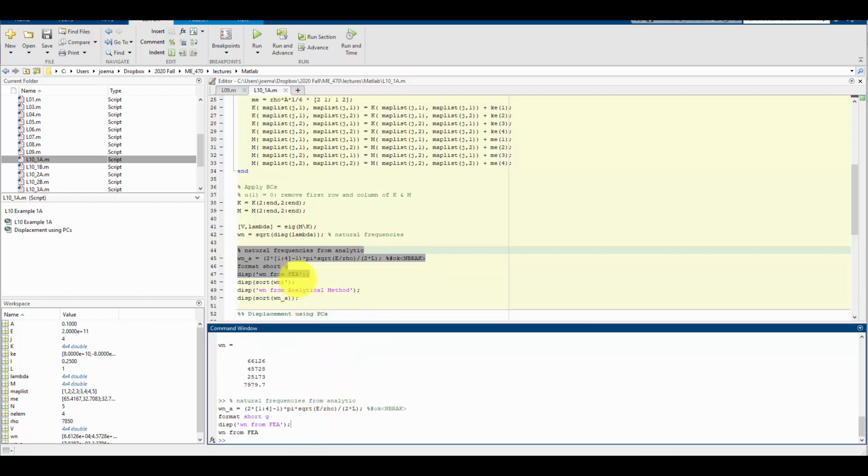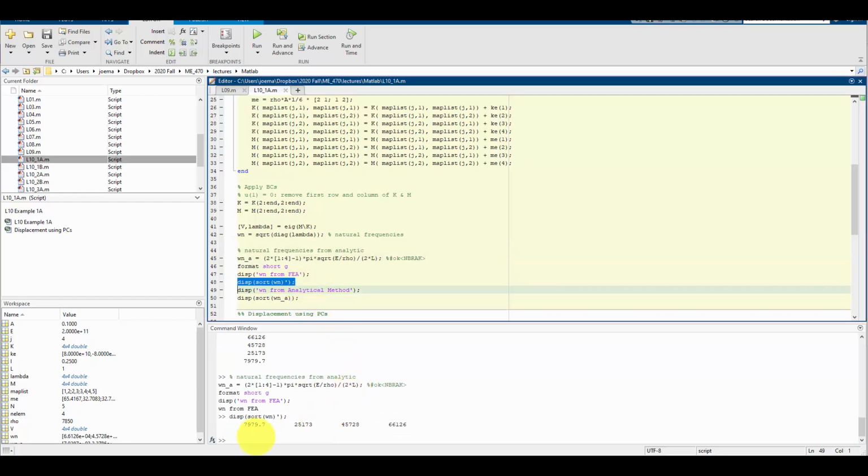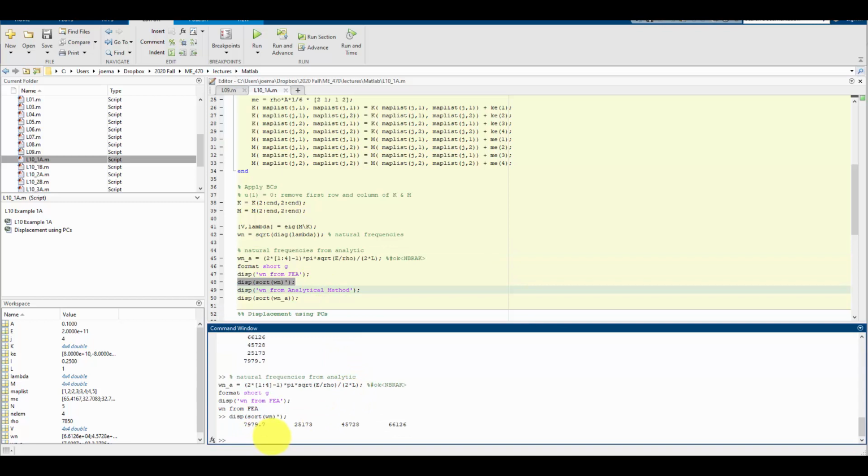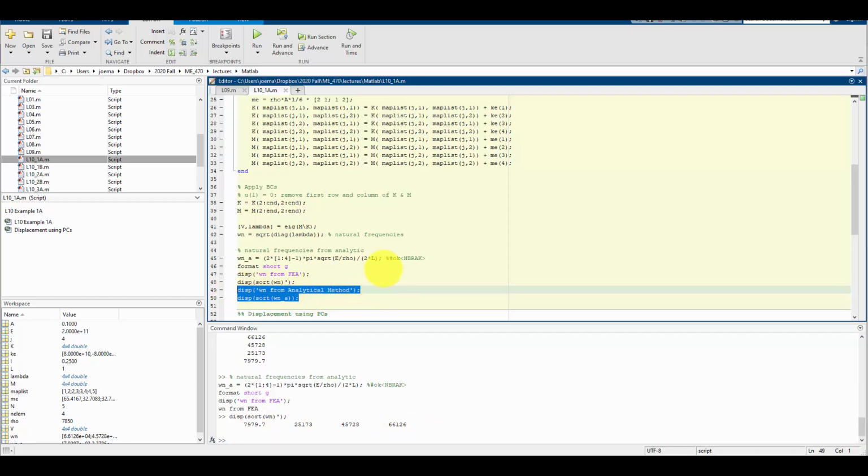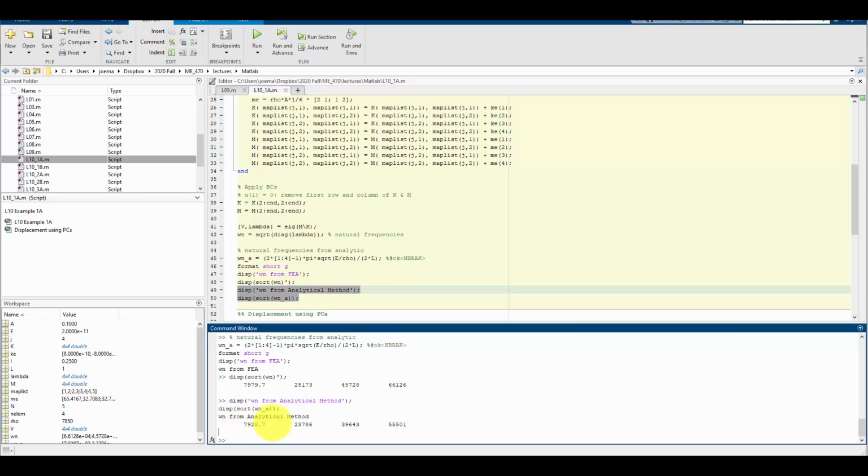And if I display them, all right, so here they are in order. This is from the analytic solution. So the lowest was 7980 about. This is in radians per second, and the highest 66,000 radians per second. Now let's see what we get from the FEA. The lowest natural frequency from the FEA, we get 7928 compared to 7980 or so. So that's not too bad.